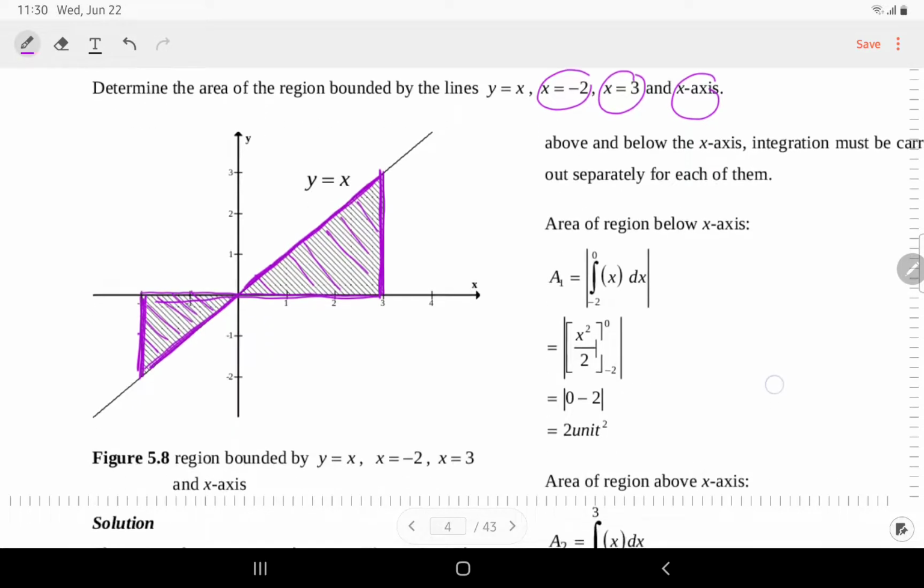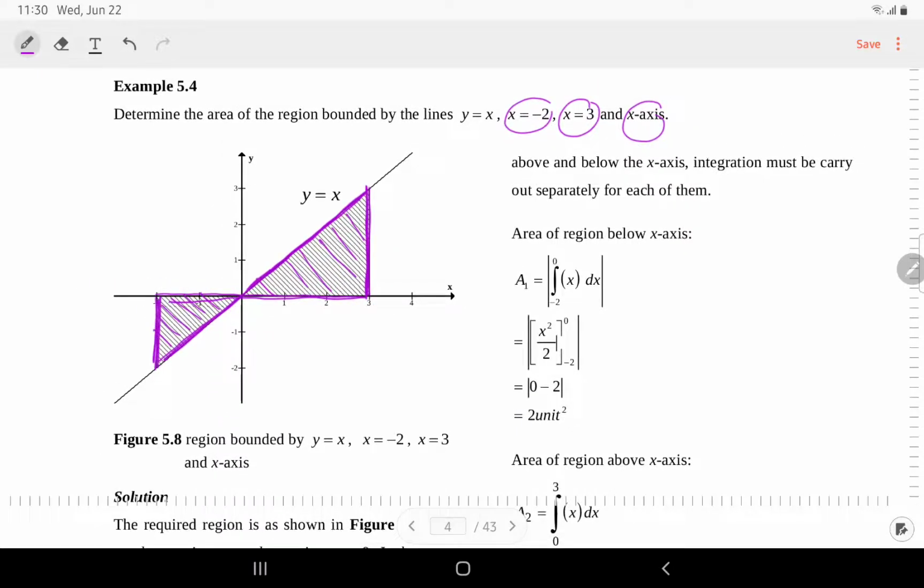Okay, so kita divide it into two sub areas. So A1, sebab kita kena divide into two sebab the first shaded region is located below the x-axis, and the second shaded region is located above the x-axis. So we are going to use different formulas. Okay, sebab satu bawah, satu atas. So yang bawah tu kita letak A1, this one kita letak A2.